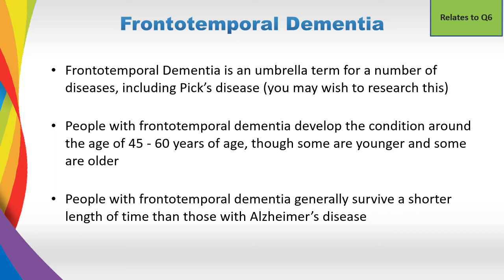People with frontotemporal dementia can be a lot younger than those with Alzheimer's. Although with Alzheimer's you can get younger as well, with frontotemporal dementia it typically comes at the age of 45 to 60, but some can be younger and some can be older. People with frontotemporal dementia generally live a shorter length of time than those with Alzheimer's disease as well. So they are getting the disease younger and they are living shorter.